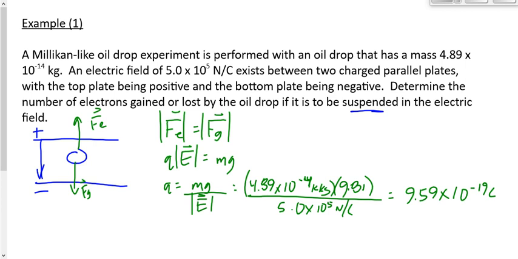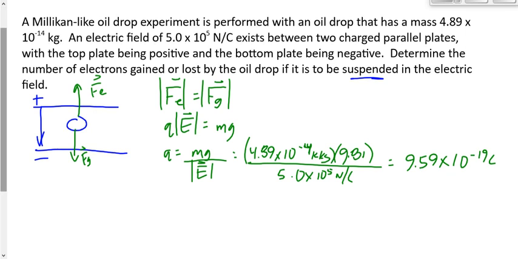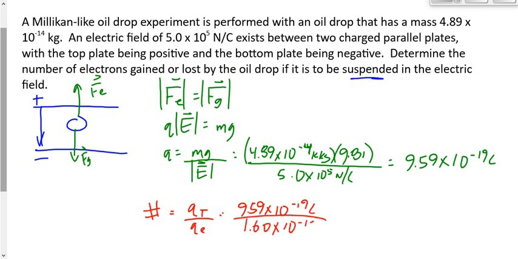Now, how do I find the number of electrons given the charge? You guys know this from back from Unit 2 as well. Whenever you're finding a number of anything, it's always the total amount divided by the amount for one. In this case, the total charge divided by the charge for one electron. 9.59 times 10 to the negative 19 coulombs divided by 1.60 times 10 to the minus 19 coulombs gives us 6. There are 6 electrons gained or lost.